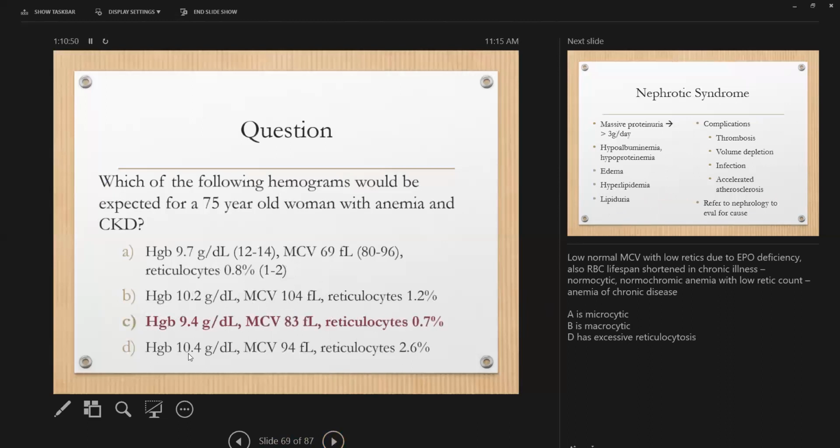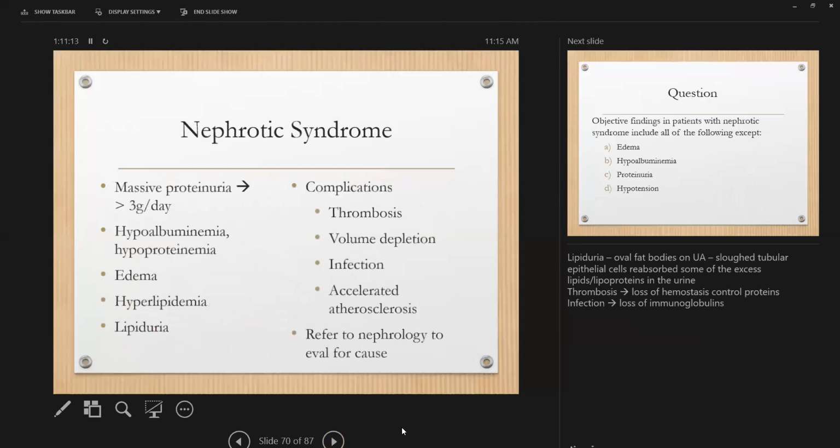And for D, they have a high retic count, which is probably going to be related to some kind of immune problem. I'm not going to give you this kind of question on this test because you haven't had the anemia lecture yet. You may see it on the one for anemia, but not on this one. So with chronic kidney disease, it's normocytic, normochromic, not microcytic or macrocytic. Just a low hemoglobin, normal reticulocytes. Good job.